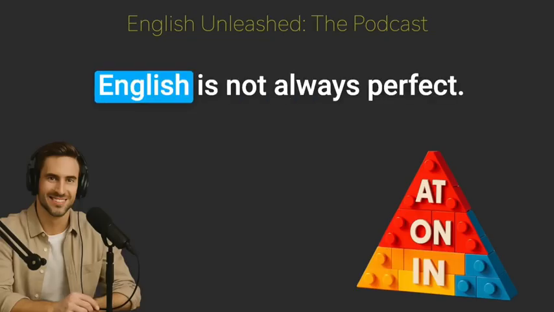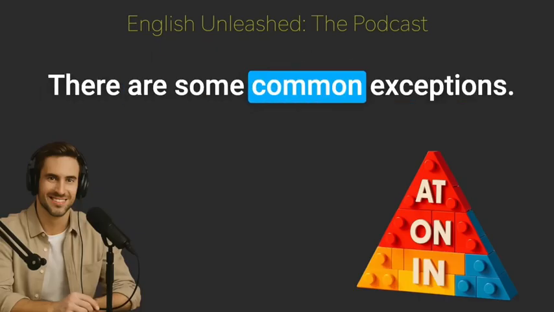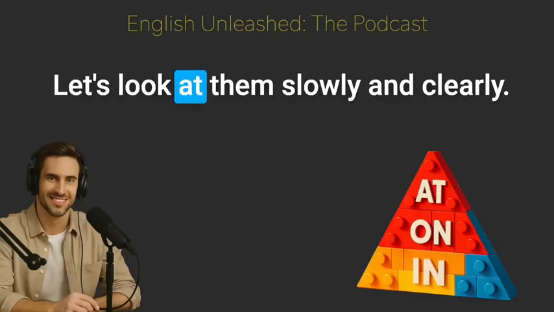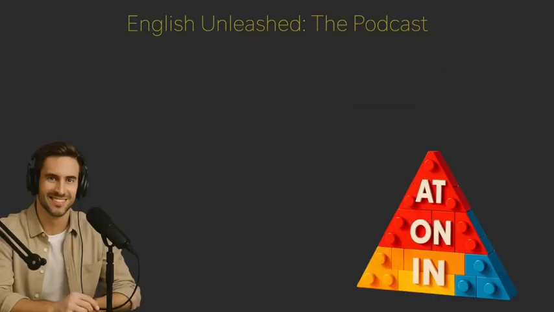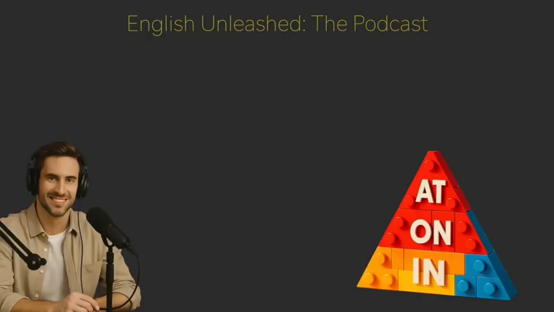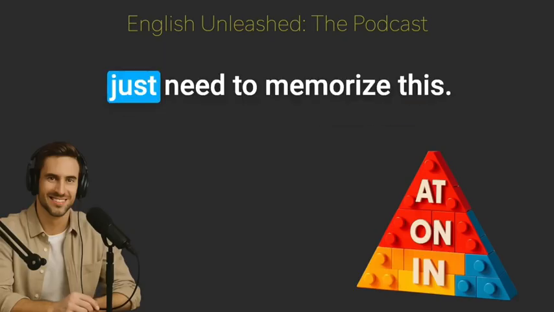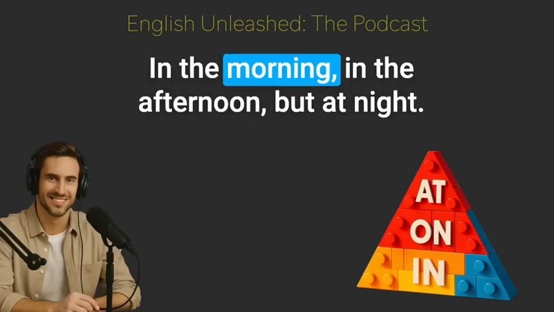Okay, my friend, English is not always perfect. Sometimes we don't follow the rules exactly. There are some common exceptions. Let's look at them slowly and clearly. Here is the first one. At night. At night, not in night. For example, it's quiet at night. Even though we say in the morning, in the afternoon, we say at night. Okay? You just need to memorize this. In the morning, in the afternoon, but at night.